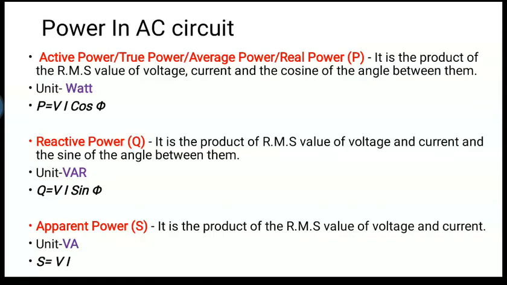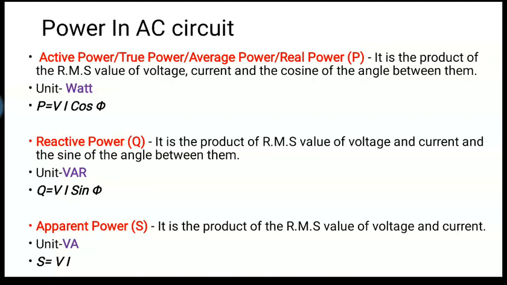What are the different types of power in the AC circuit? Okay, so basically there are 3 main types of power in the AC circuit. First one is active power, right? In a DC circuit we have only one power, VI, the product of voltage and current, because there was no phase difference, so there is only voltage and current. But here there is a phase difference, so we have different types of power.